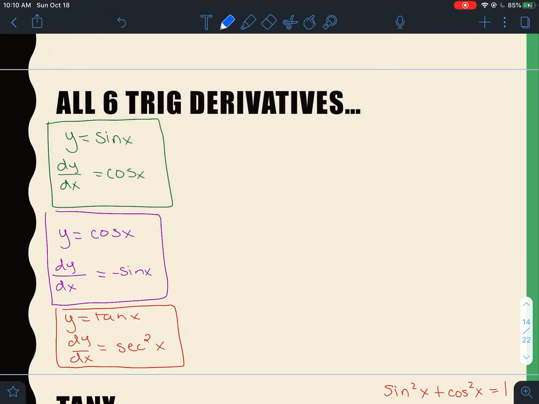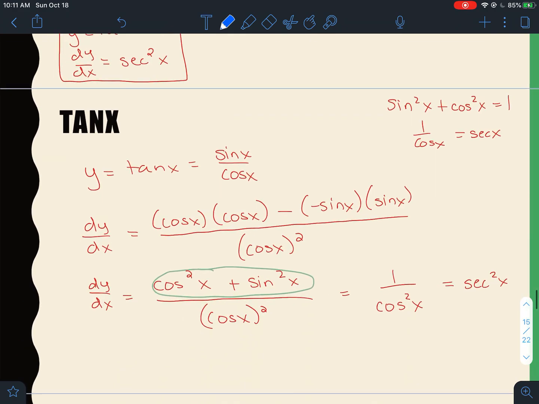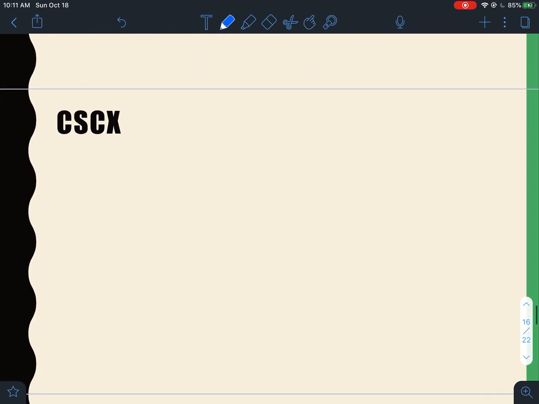All right, so let's do cosecant x. So if you wanted to do y is equal to cosecant x, what would be the derivative of cosecant x? Well, let's do some work. So cosecant x, I don't know what its derivative is, but we do know that cosecant x is the same thing as 1 over sine x. I can take the derivative of 1 over sine x using the quotient rule.